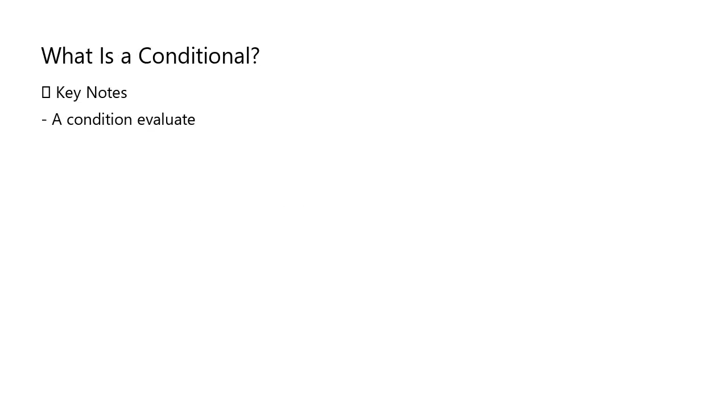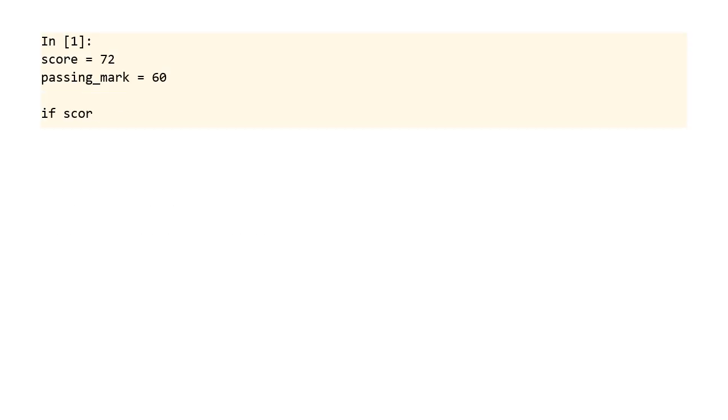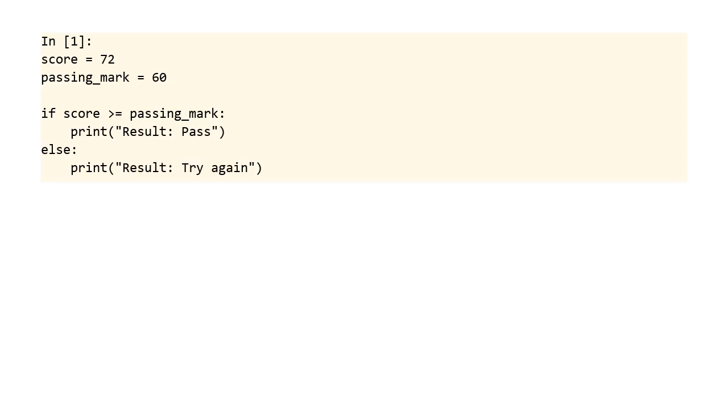A conditional is a decision point. Python asks a question. If the answer is true, one block runs. Otherwise, a different path executes. Just like, if it's raining, take an umbrella. Else, enjoy the walk. Let's check if a score meets the passing mark. Run the code. Observe the output. Only one message prints. That means the program chose a path based on the condition.